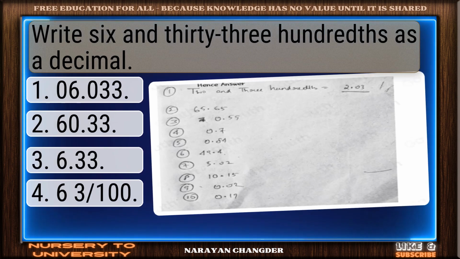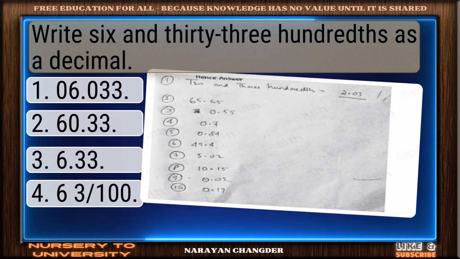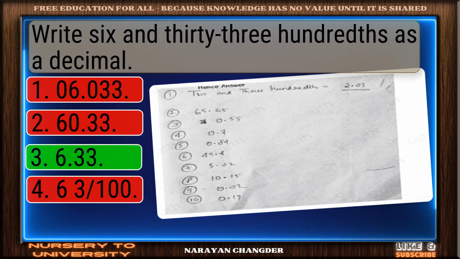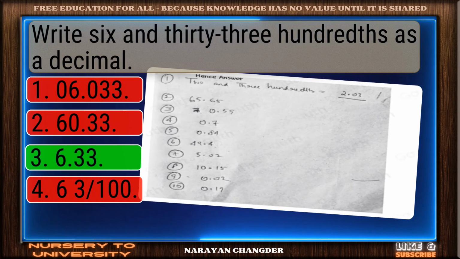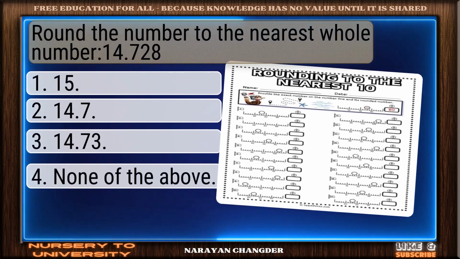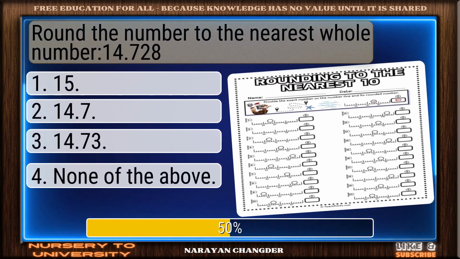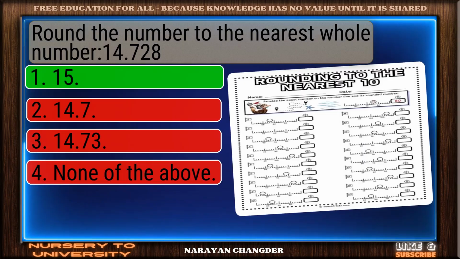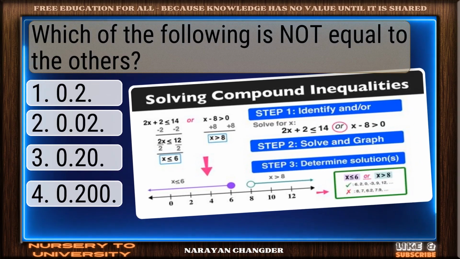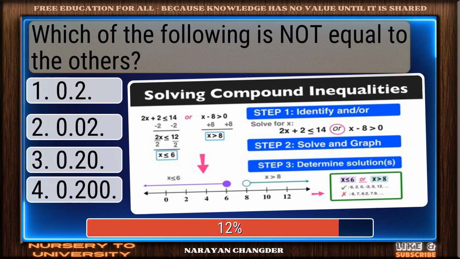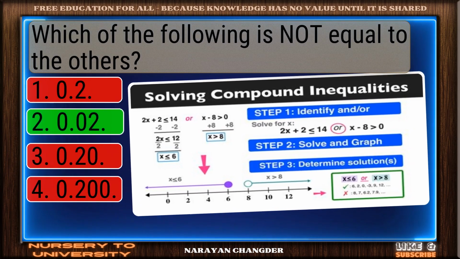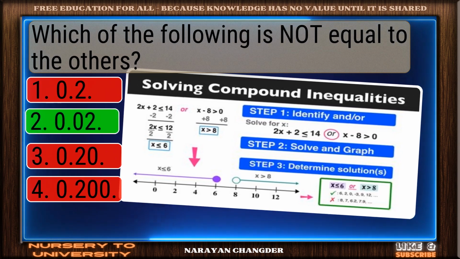Write 6 and 33/100ths as a decimal. Smart pick. 6/3 is the correct choice. Round the number to the nearest whole number. 14.708. Solid response. 15 is a valid choice. Which of the following is not equal to the others? Excellent. 0.02 is a brilliant choice.